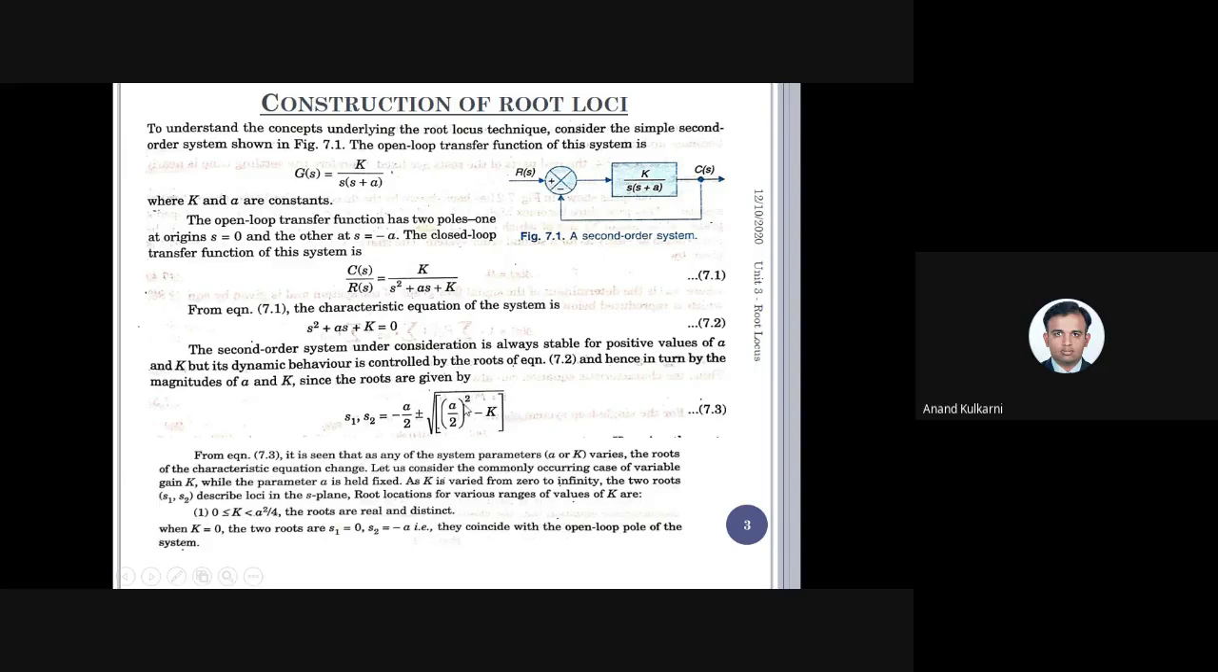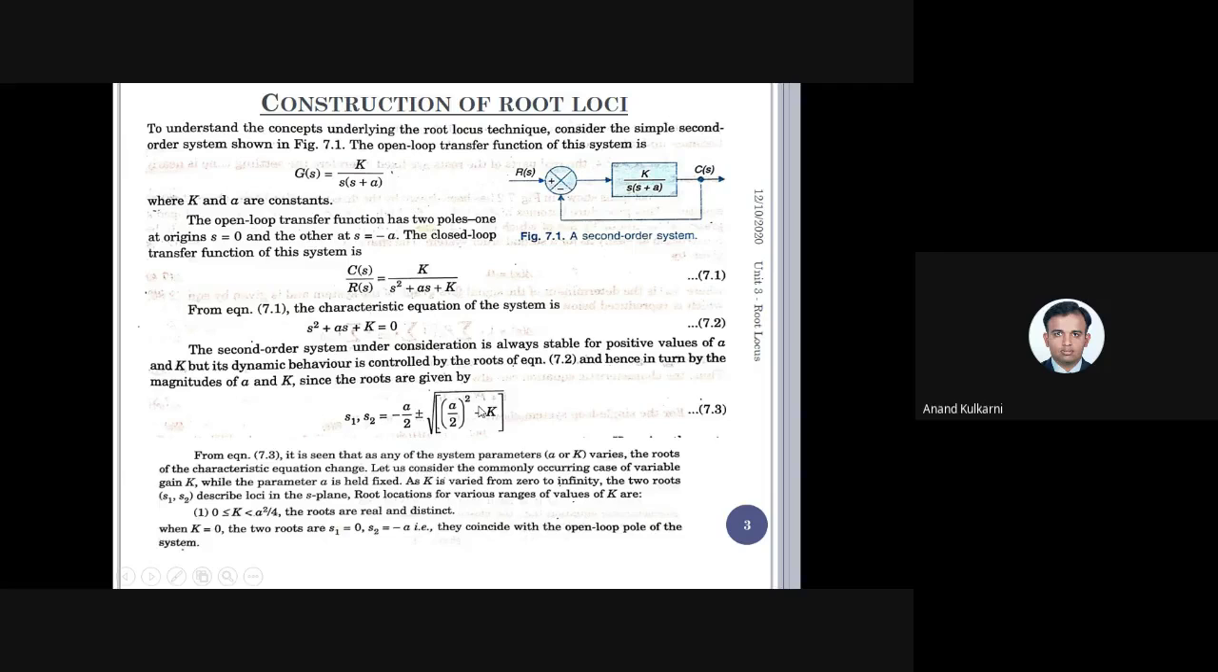So it will become (a/2)² − k. Now I am going to change the value of k. If I put k equal to 0, what will happen? Just see. If I put k equal to 0, that is the starting point of our root locus normally.